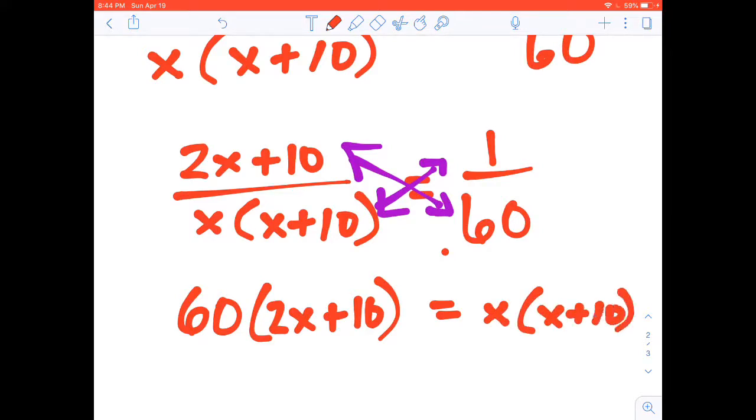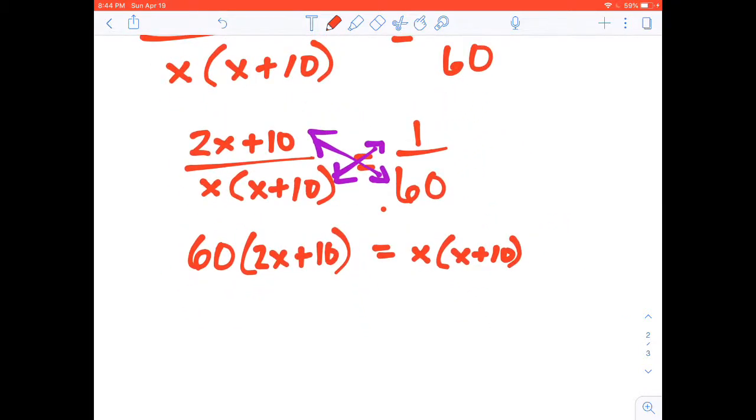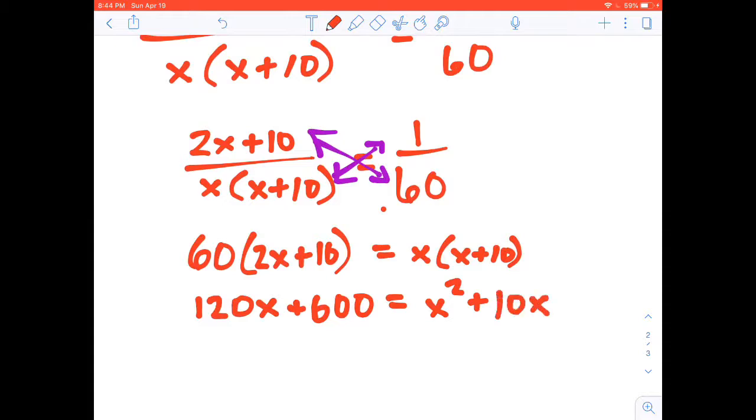Now we see it looks like equations that we've solved before. We have no fractions in there anymore. We can distribute inside the brackets. X squared plus 10x.